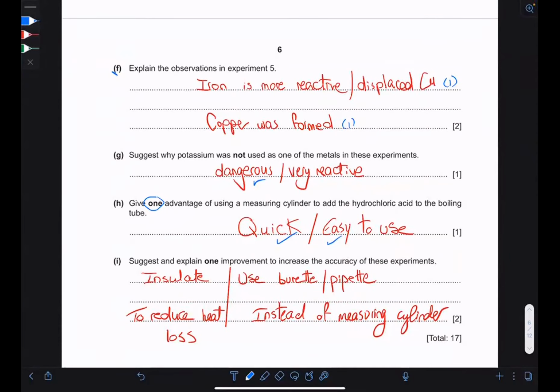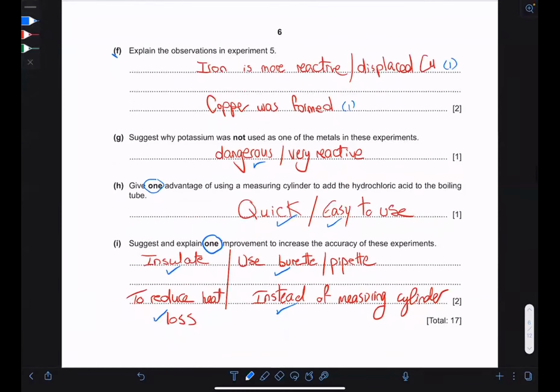Then he's asking for one improvement to increase the accuracy of the experiment. Okay, you could use a burette or a pipette instead of a measuring cylinder, or you could insulate the apparatus to reduce heat loss to the surrounding. Any temperature measuring experiment, one of the best things to do is to insulate to decrease the heat loss to the surrounding, or of course use a burette or a pipette instead of the measuring cylinder. Okay.